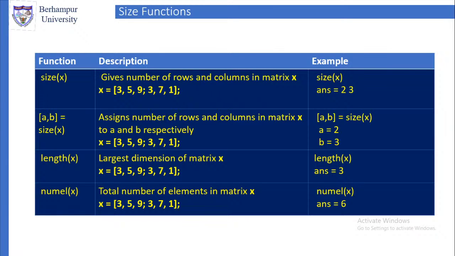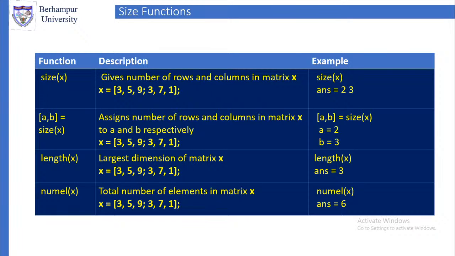Then comes the size function. The size function gives you the number of elements in a row or a column in a matrix, or the number of rows and columns in a matrix. So, you can have a matrix which is m cross n. Then if you write size x, where x is the name of the matrix, the result will be the number of rows and number of columns.